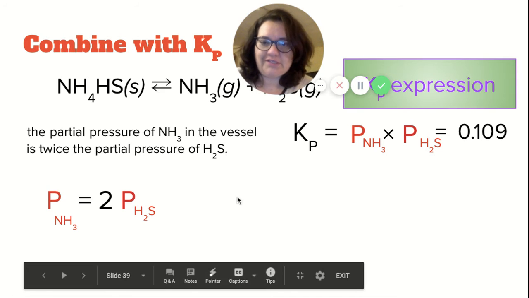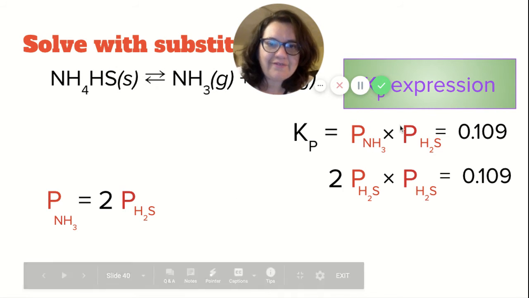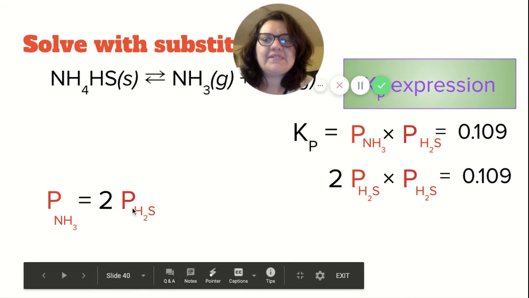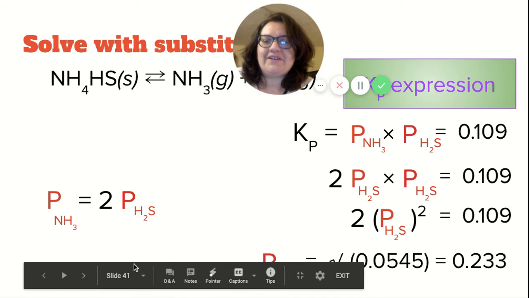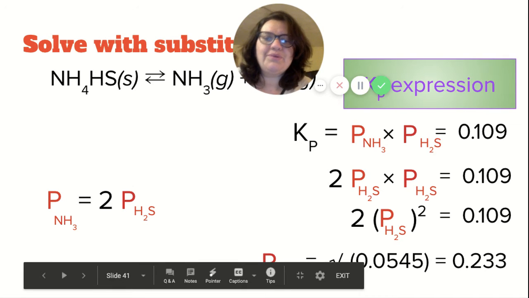I'm going to continue with this notation though. So I'm plugging in, instead of NH3, I'm plugging in 2 times PH2S. Yeah, substitution. It's all good. So 2 times my variable equals 0.109. Therefore, 2 times the variable squared equals 0.109. What do I do? I divide by 2. I take the square root of everybody.